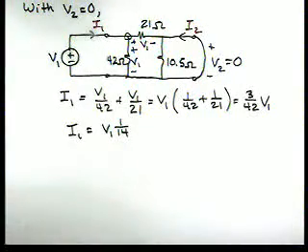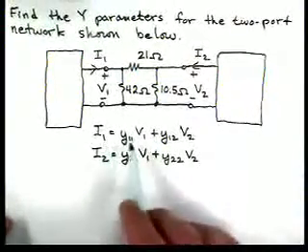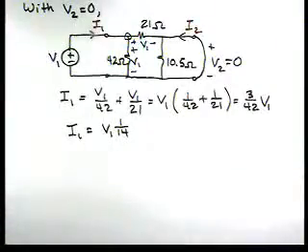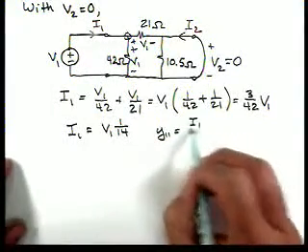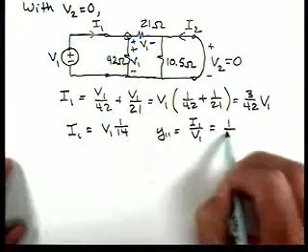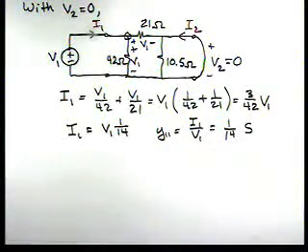So then if we look back, if we set V2 equal to 0, and we get I1 and V1, we're going to get Y11, which is I1 over V1, which is 1 over 14 Siemens. Okay, so there's the first parameter. Now we need to find Y21.